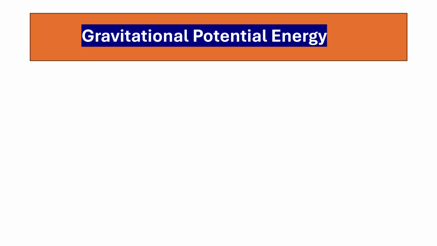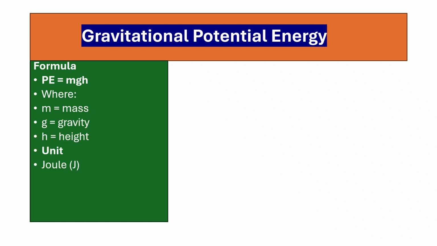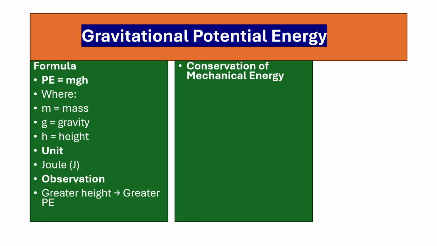Next, we have gravitational potential energy. The formula for gravitational potential energy is m into g into h. What is m? That is mass. Small g is gravity. H is height. What is the unit here? Again, the unit is joule, denoted by capital J. So the observation, if you understand the concept behind gravitational potential energy: the greater the height, the greater the potential energy.